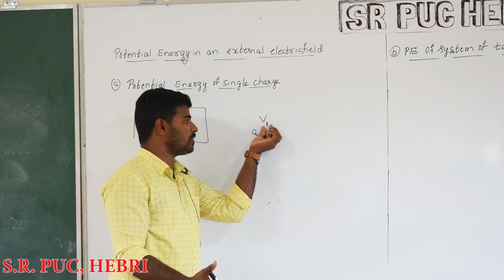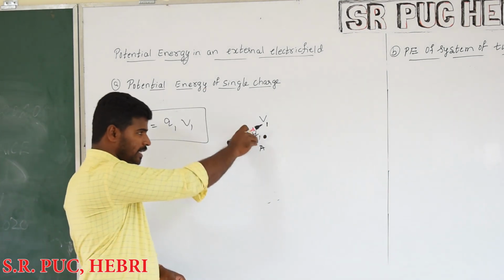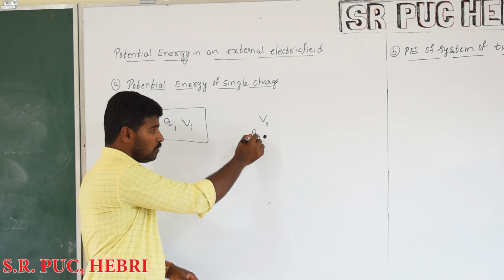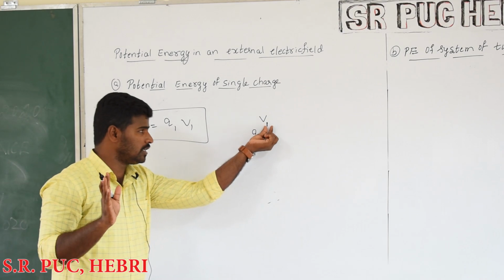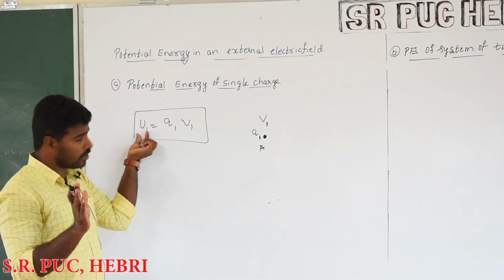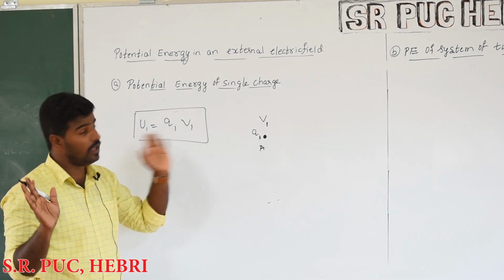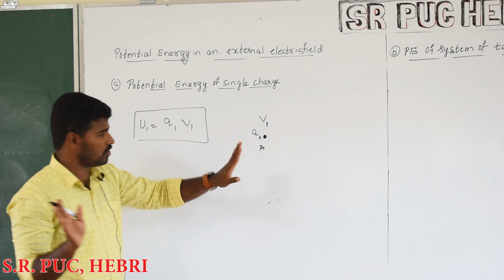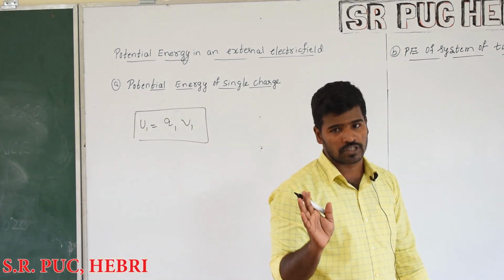Therefore the point A is having the potential called V1 when the charge Q1 is brought from infinity to A. Thus the charge Q1 possesses energy because of the initial potential, called V1. Therefore according to the general equation, the potential energy of Q1 is given by U1 is equal to Q1 V1. The next heading is potential energy of a system of two charges.